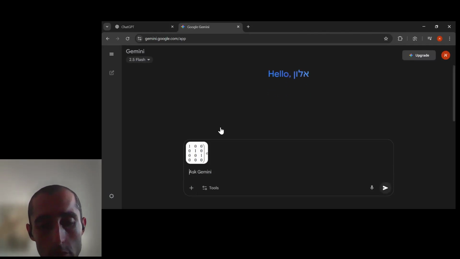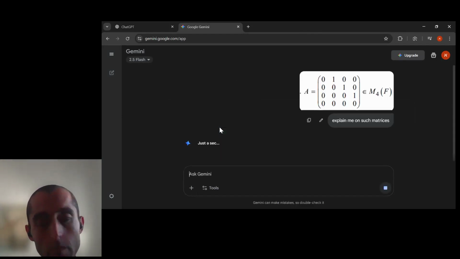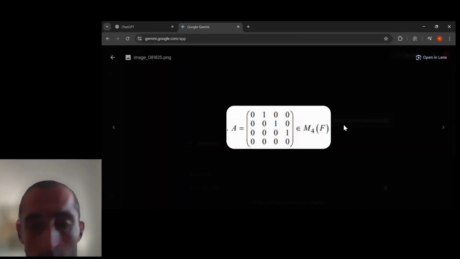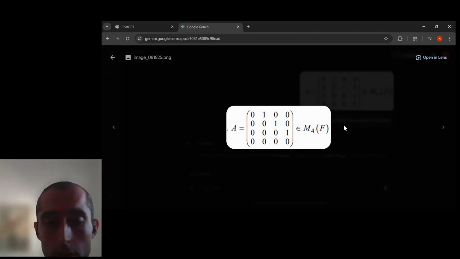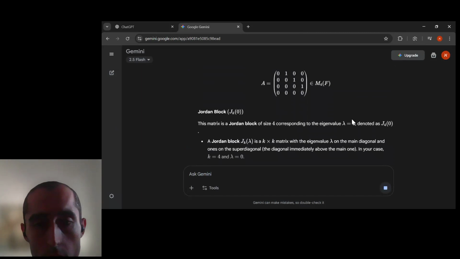This is the explanation on such matrices. This is what is called the shift matrix. It takes a vector and shifts it. And we will see in a bit how it shifts vectors.